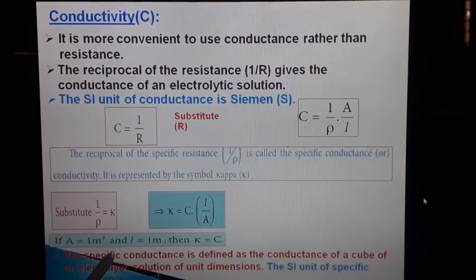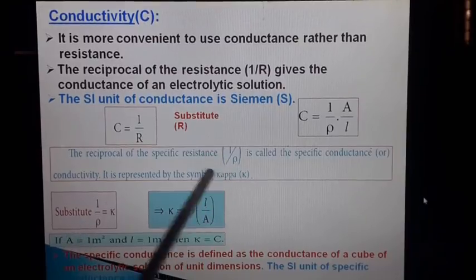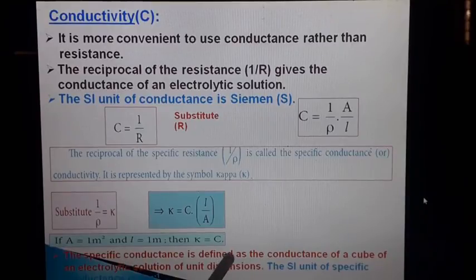Now the specific conductance. What is specific conductance? Kappa. Specific conductance is defined as the conductance of a cube of electrolytic solution of unit dimension. This is the definition for specific conductance.